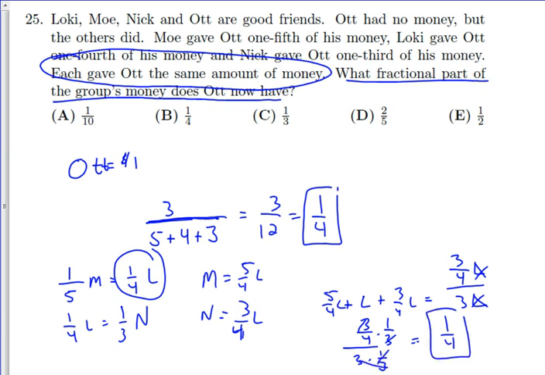So we never had to use an example to get there, but it was way easier to just go ahead and use an example of Ott receiving $1 from each person. And so the correct answer was B, 1/4.